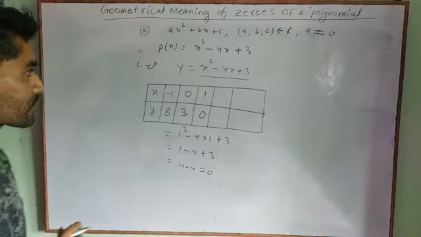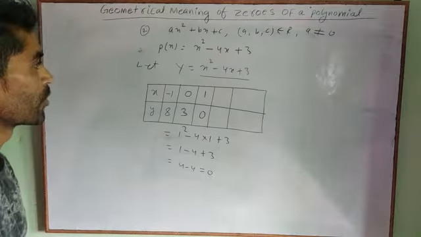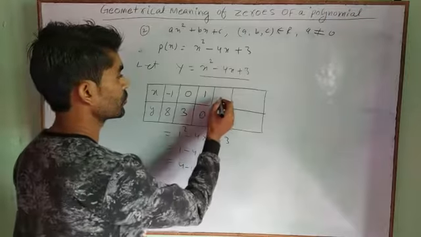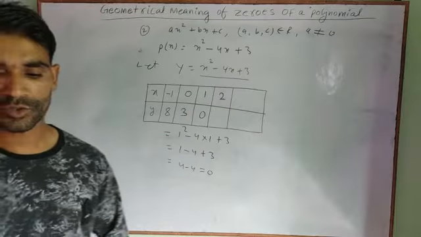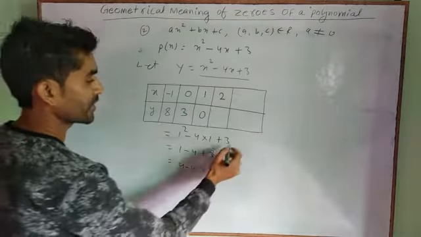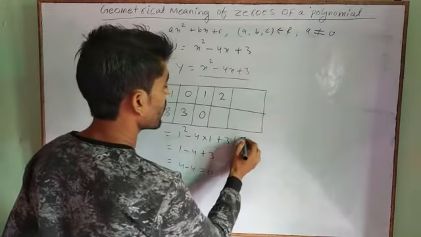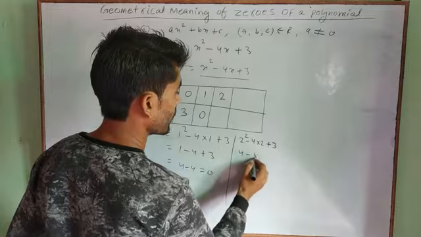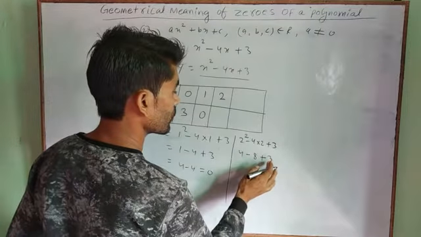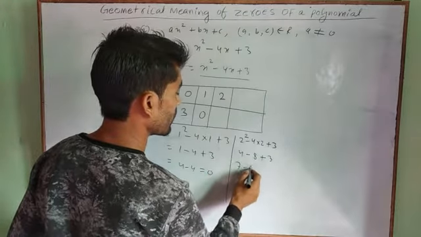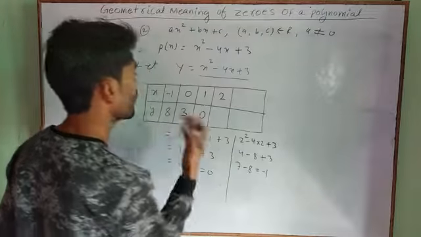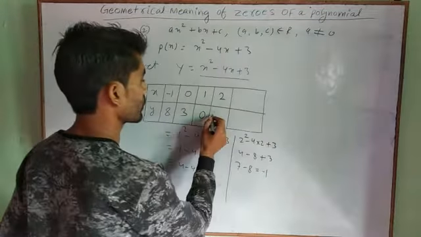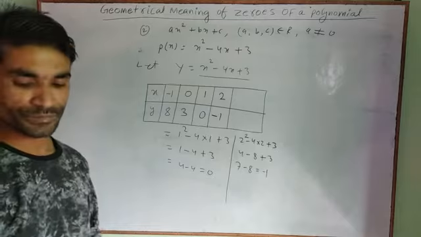Right? Then after, I'm going to take x is equal to 2. So if you take 2 here, then 2 squared minus 4 into 2 plus 3. So 4 minus 8 plus 3, right? So 4 plus 3 is 7, minus 8 is equal to minus 1. So when x is 2, y is equal to minus 1, right?